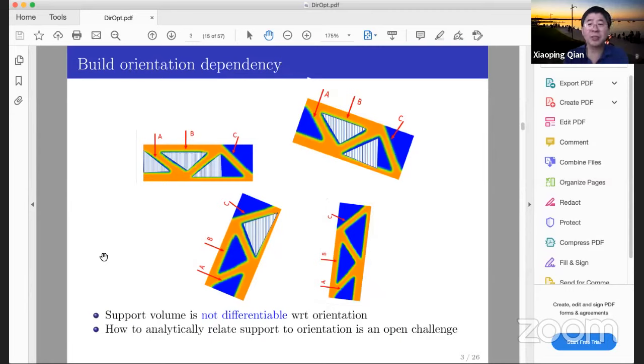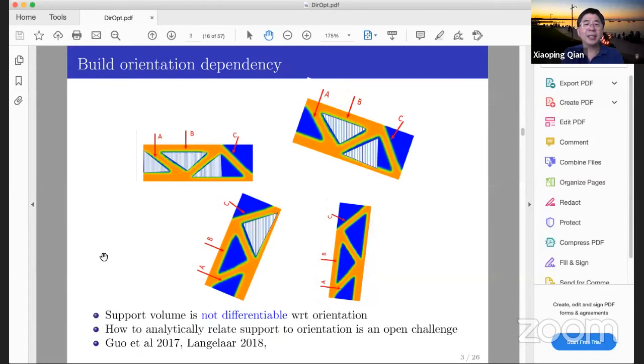And we are not the first to do this work. I know Professor Guo has been using implicit TO MMC to attack a similar issue. And Langelaar has been approaching this issue by sampling orientation. So what we want to do is, can we develop a gradient-based approach?